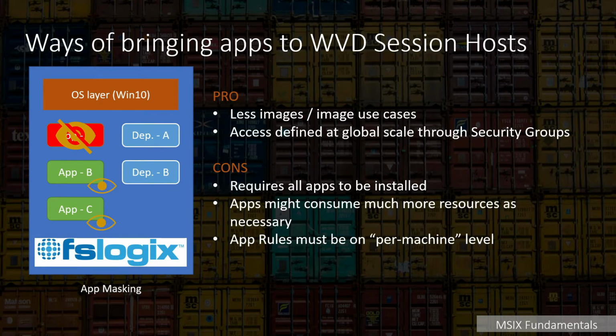But when we compare it with the negative points, we can see that all applications, or most of them, need to be installed. Apps might also consume more resources than necessary when we have that many applications installed on the image itself. And finally, the app rules must be defined on a per machine level. We can also benefit from delivering the rule set via group policy, but actually if we want to do it the right way, we need to do it on a per machine level.